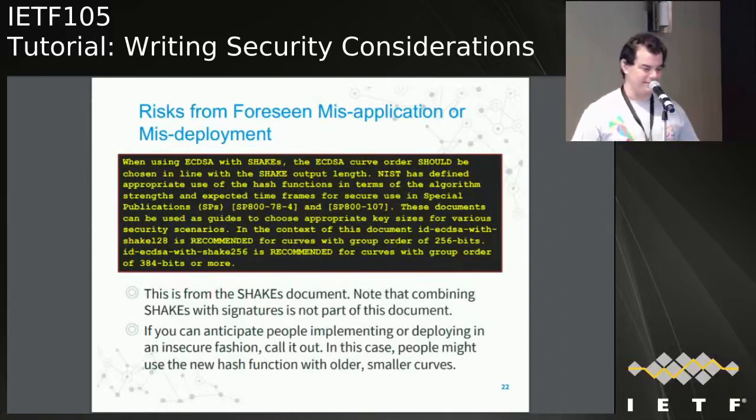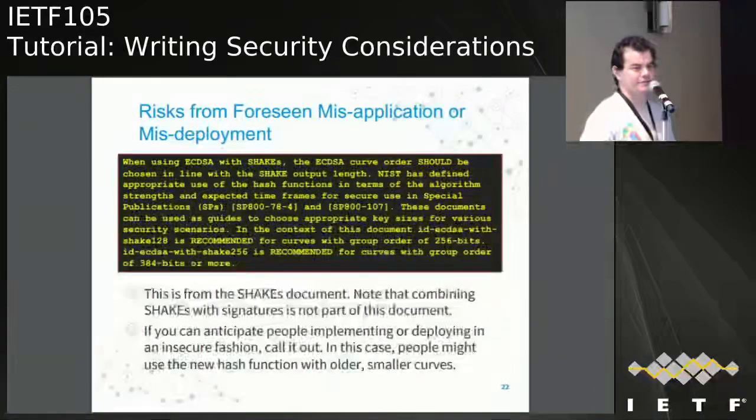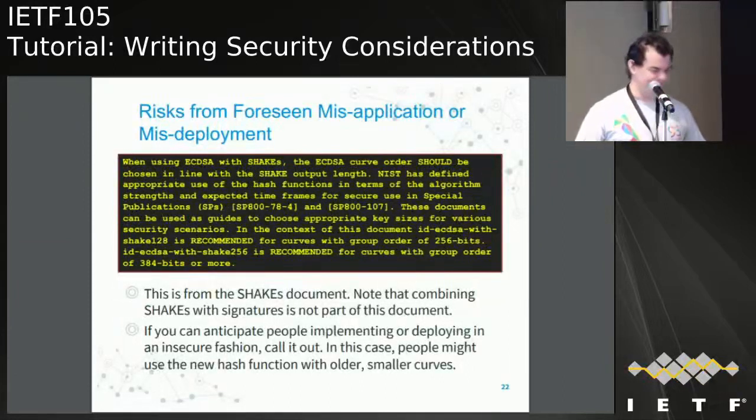Now, these curves are never mentioned in the rest of the document. They don't say which curves to use. But this is good advice for implementers so they don't mix a high security Shake with a low security curve. So this is good stuff. This is good advice, and this really should go in the security considerations section. So great for them. Now, if you can anticipate people doing something bad, tell them.